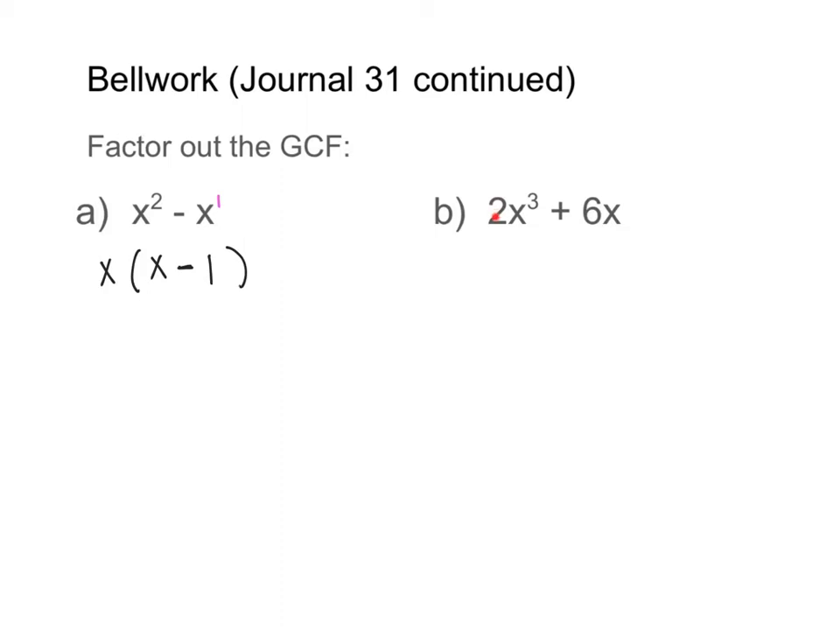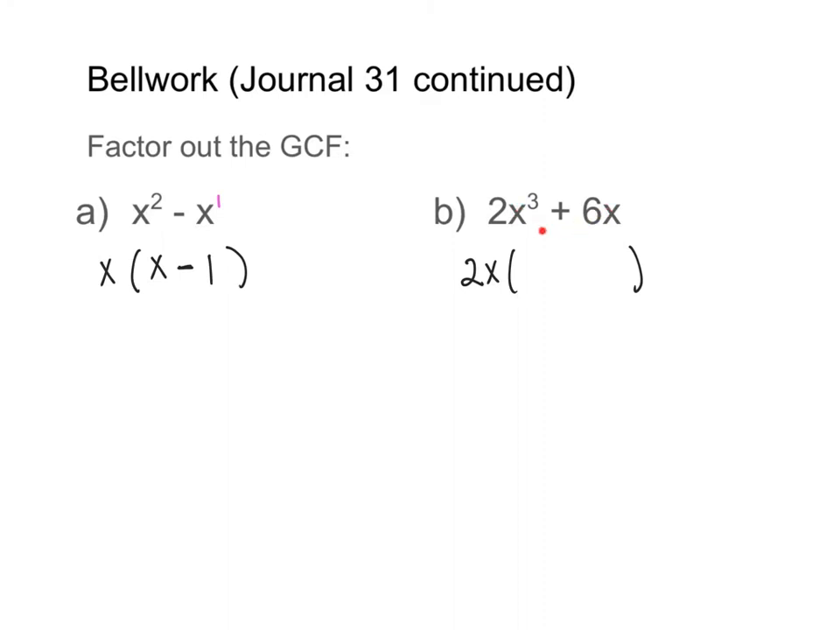All right, in this one here, I see that there's a 2 and a 6. So 2 and 6 both have a multiple of 2. So if I were to remove a 2, I'd probably just have a 3 left in this one. But first, let's look at the x's. This is x to the third power, and that's x to the first power. That means I can at least remove one x. Now, I think that's all that I can remove, so I'm going to see what I have left over.